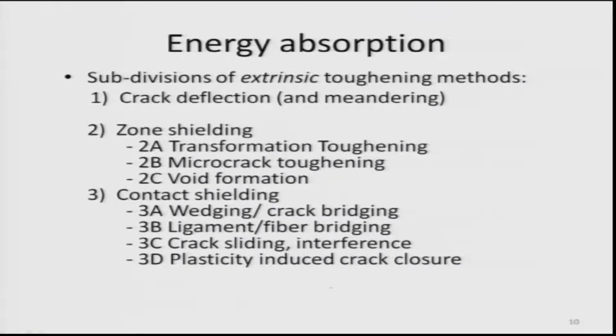So, there are different types of toughening mechanisms. One is called crack deflection. You can also have zone shielding. I cannot discuss all of them in the lecture today. You can have transformation toughening, which is known as 2A. 2B is another thing, microcrack toughening. Instead of one crack, you can generate a large number of microcracks. You can also have void formations. Then you can have contact shielding, like crack bridging, fiber bridging, and crack sliding interference, and plasticity induced crack closure are possible. I will not be able to discuss this part at all because it has to do with composites. Some part I will discuss, but our major discussion will be on transformation toughening.